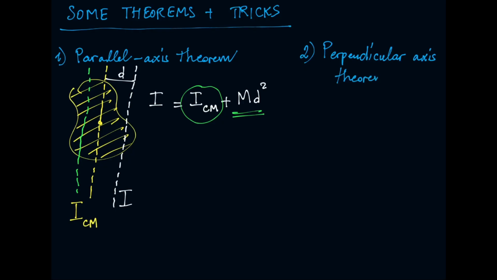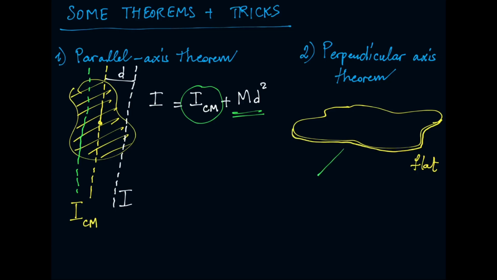Maybe not as useful, but equally interesting at least. And this says it's got a slightly more limited application because it requires a flat object, so a thin pancake type thing. And what the perpendicular axis theorem says is that if you know, let me draw it in dashed actually.